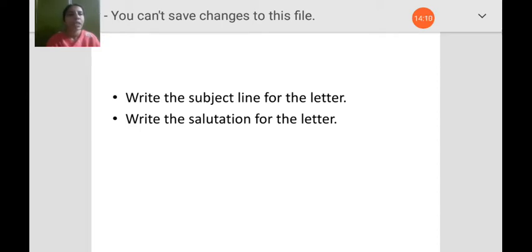Now write the subject line for the letter, and then write the salutation for that letter. So take 2 minutes, write the subject line and the salutation for that letter.